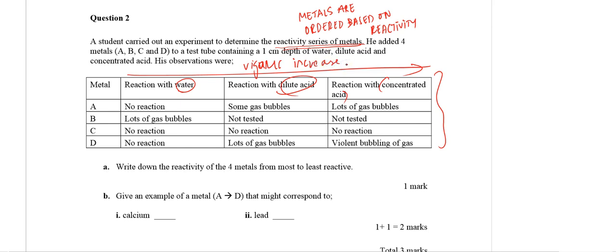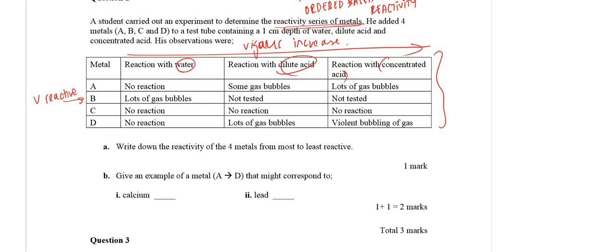Metal A, no reaction with water, gives some bubbles with dilute acid, lots of bubbles with concentrated acid. Metal B gives a lot of gas bubbles with water, and because the experimenter saw that, he didn't bother reacting it with acid. I think that's a good idea, because if it was so reactive with water, why would you risk reacting it with acid, maybe making an explosion? So very reactive, it looks like B. So I'll mark this as very reactive.